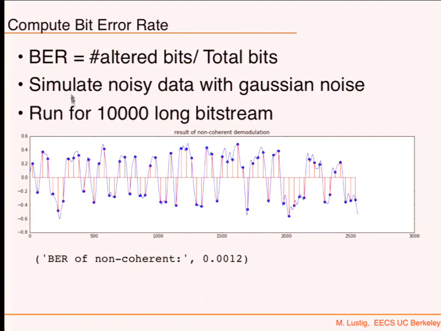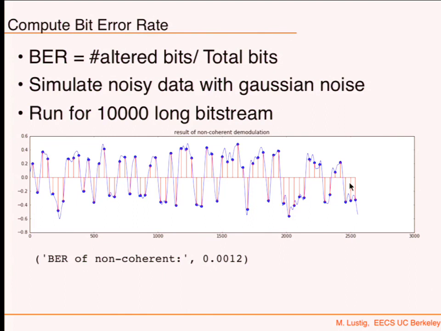So what you're going to do is simulate noisy data by adding Gaussian noise. It's quite significant. And you're going to run it for a 10,000-bit-long stream. And you can compute it. This is the beginning. And here, as it turns out, there are no errors. But because there's noise, there's always going to be some error eventually. Okay? And the probability of making an error is reduced with lower noise and increased with higher noise.